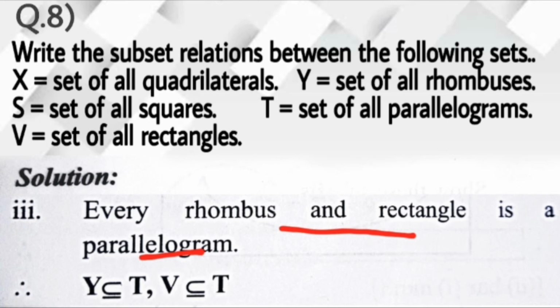Okay, so now we have found all the subset relations. ओके, सारे सबसेट रिलेशंस हमने फाइंड कर लिए हैं. कौन से क्वाड्रिलेटरल्स, कौन सा स्क्वायर, रोम्बस, पैरेललोग्राम किसका सबसेट है, कैसे है, वो सब हमने देख लिया. सो दीज वर द आंसर्स.